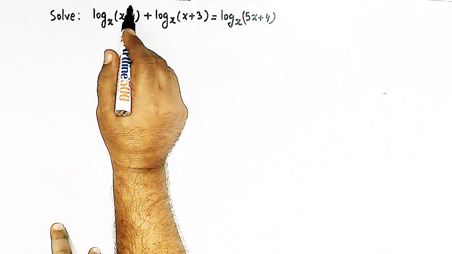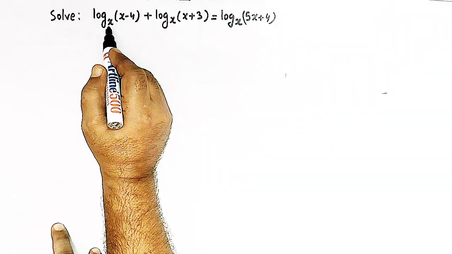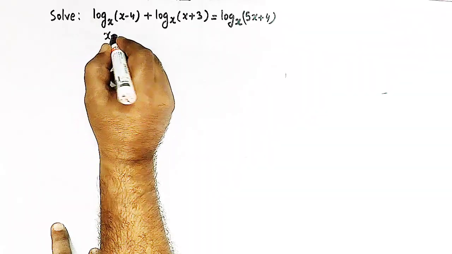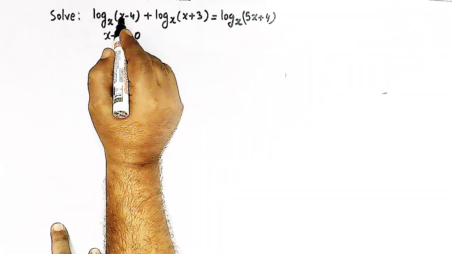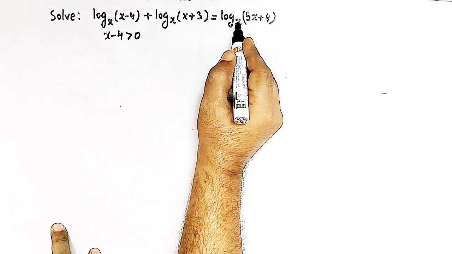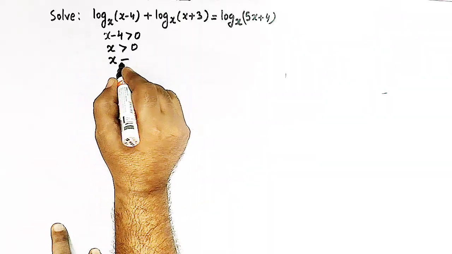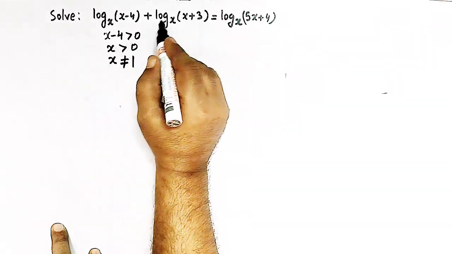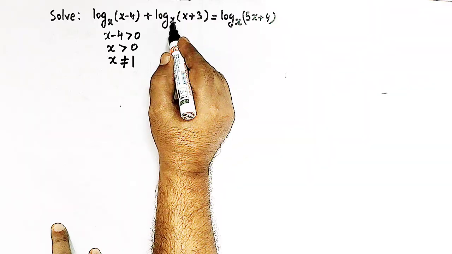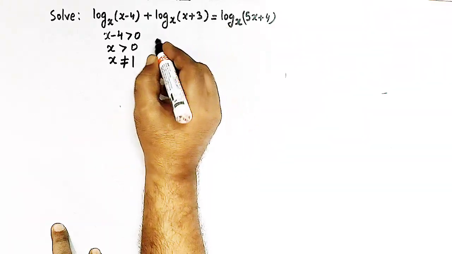So let us first define the domain of these three terms. So here we have logarithm of x minus 4 to the base x, right? So here this term is defined when we have x minus 4 greater than 0, and this base x which appears in all these three terms, this x should be greater than 0 and x cannot be equal to 1, right? And here we have log of x plus 3 to the base x, right?